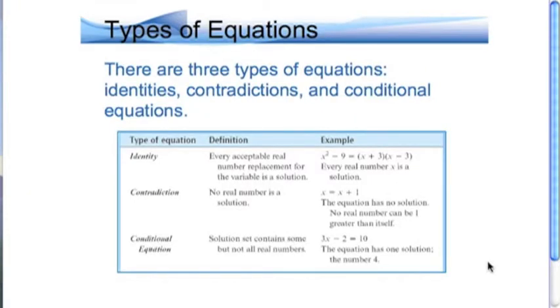Next, we want to talk about the three types of equations. They are identity, contradiction, and conditional equations. Basically, if you want to classify an equation, it's easiest just to look at the answer. So if you get an answer that is all real numbers, that means that equation is an identity. If you get an answer that is no solution, that means the equation is a contradiction. If you get any other answer, the equation must be conditional.